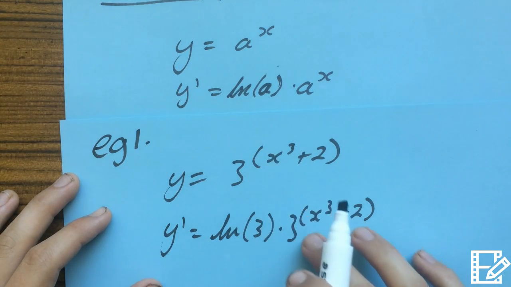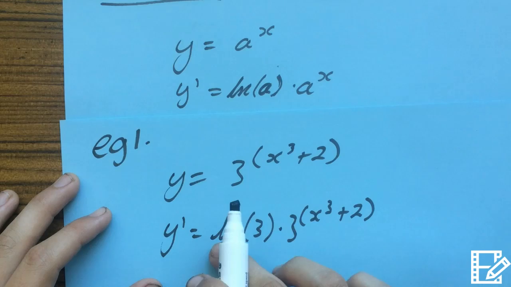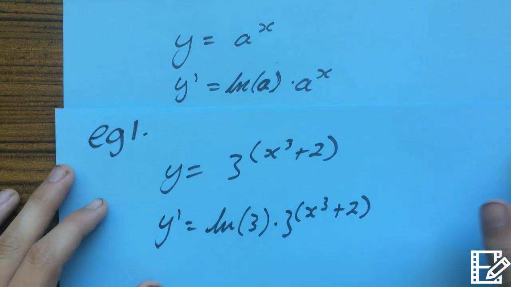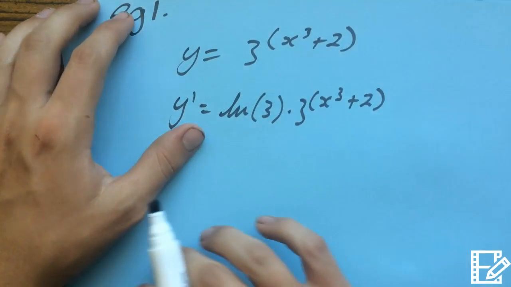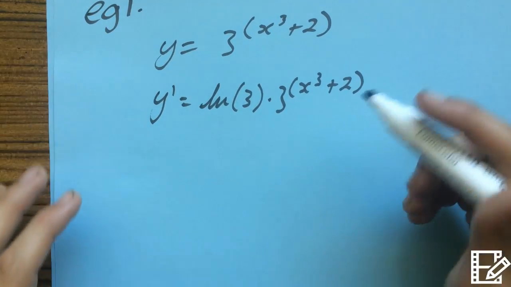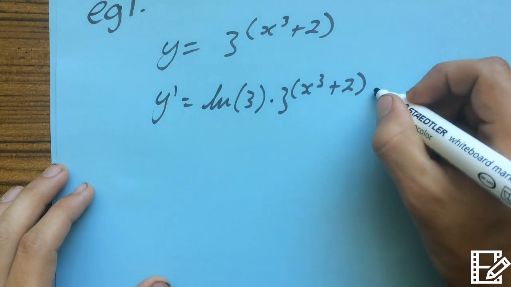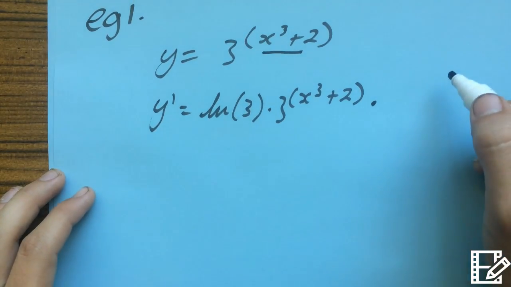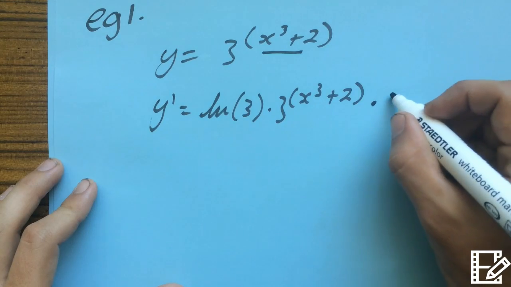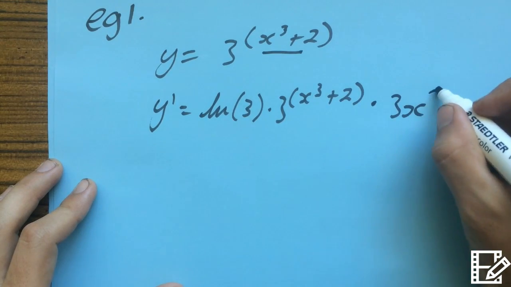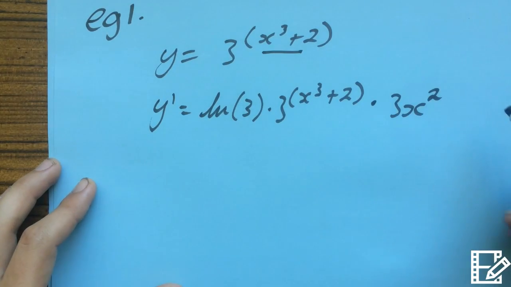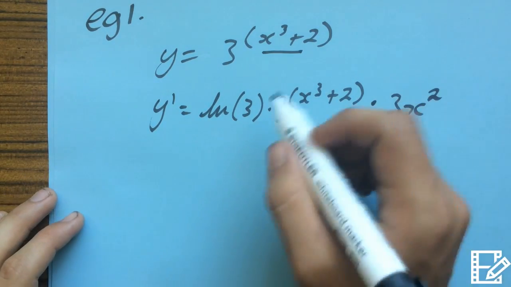See, we leave this the same, and then we just multiply it by the natural logarithm of the number. But we still have to multiply it by the derivative of the inside, which would be 3x squared, because the derivative of x cubed plus 2 is 3x squared. And that's it.